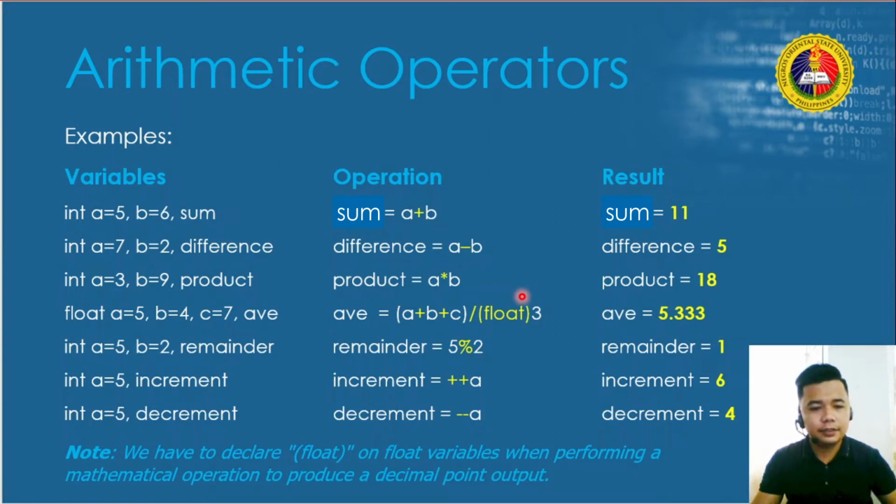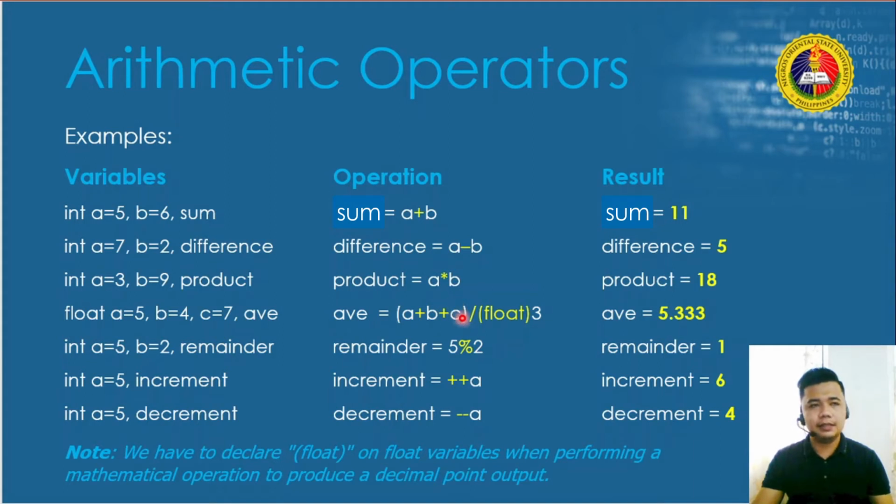And then we have another example. Float a is equal to 5, b is equal to 4, c is equal to 7, and average. Our goal here is to get the average of these three numbers. We have average is equal to (a plus b plus c) divided by 3. So there are a few things that I'd like to point out when it comes to performing arithmetic operators on float.